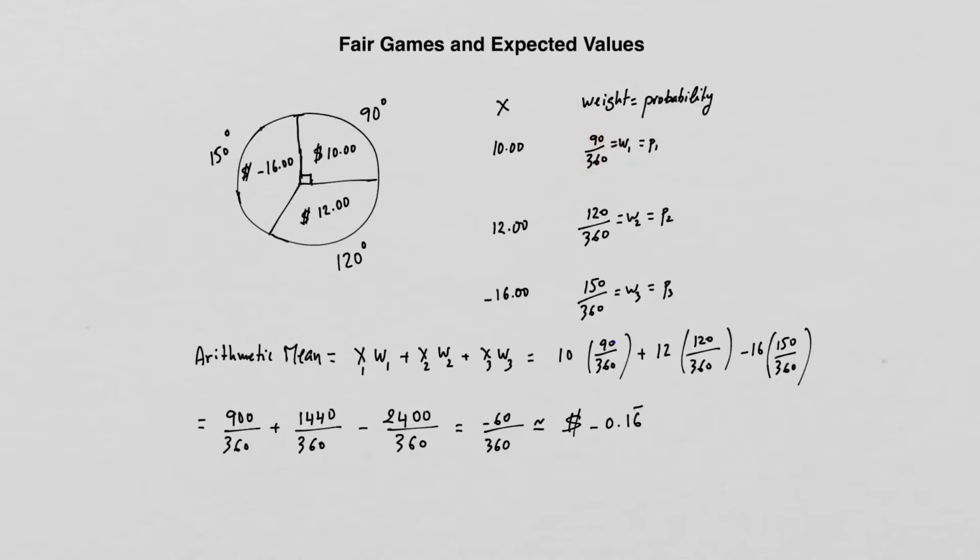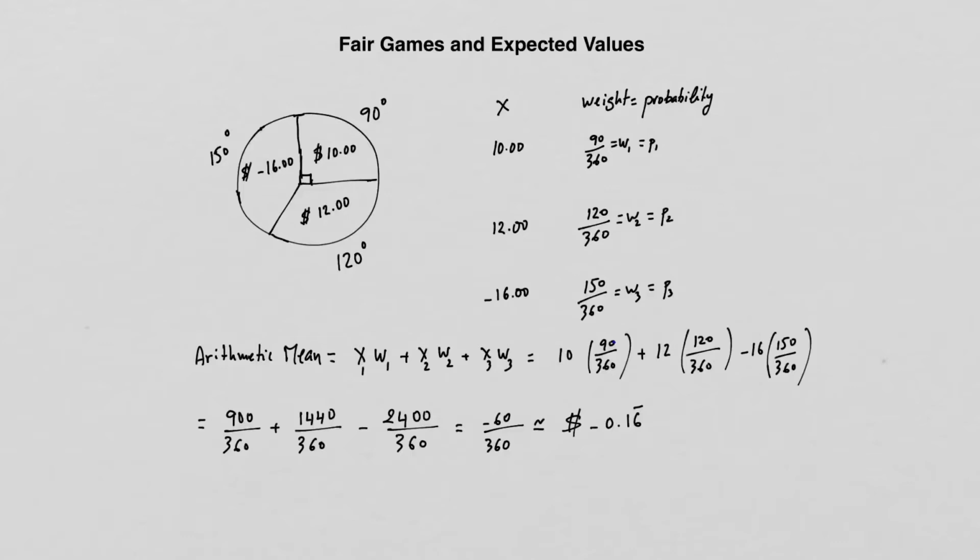Isn't that true? So like a test is worth 60%, the weight to get $10 is 25%, or 90 out of 360. I like to keep everything out of 360 so it's easy for me to do the math. I know I can simplify this and call it 1/4 or 25%, but it's better to keep the denominators the same. You can call it W1, the weight for the first X. This is X1, this is X2, this is X3. W1, you can call it P1. P1 means the first probability.